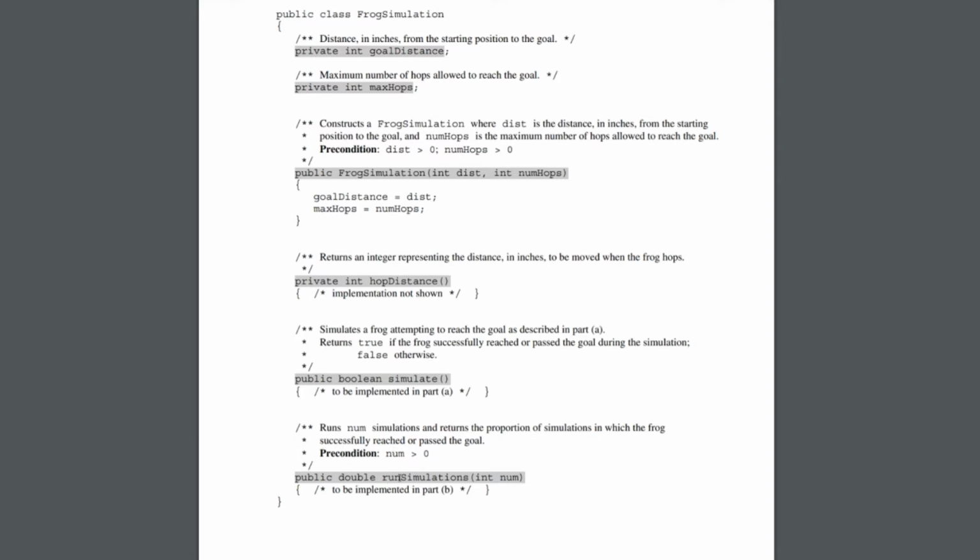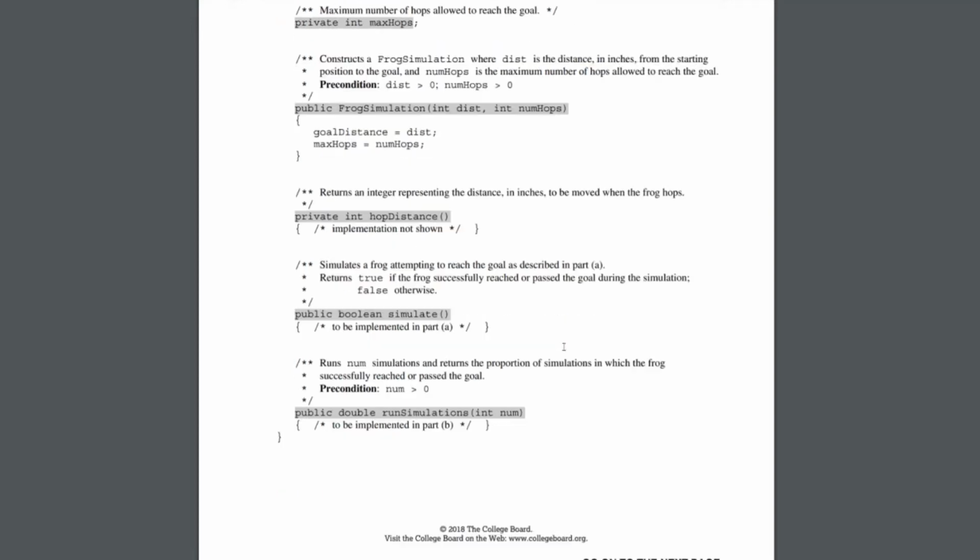And double runSims, look, that's our first double we've had in a while, kids. This simulation runs and returns the proportion of simulations in which the frog successfully reached the goal. This is what we're going to have to use to write our code. So, kids, take a moment again, read it over and understand, because these are the parts we're going to need to use to write our code.